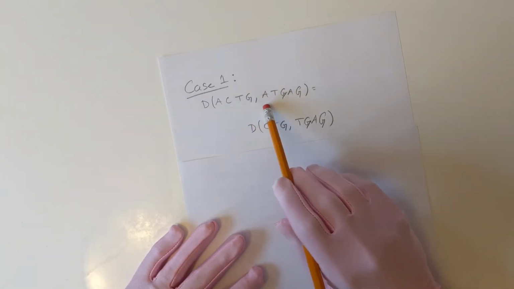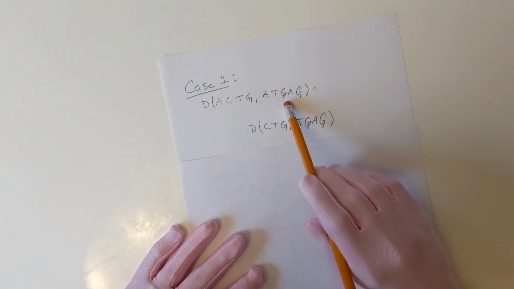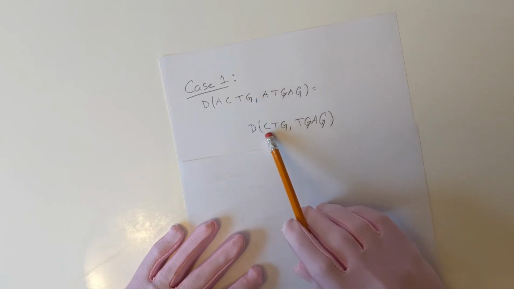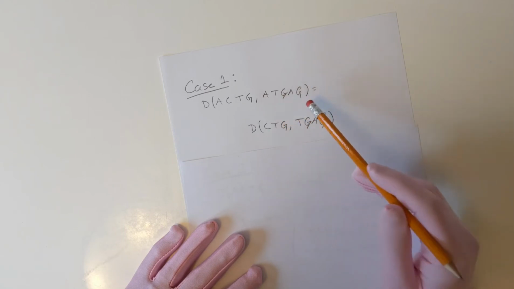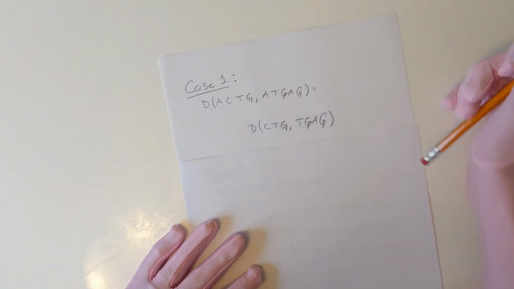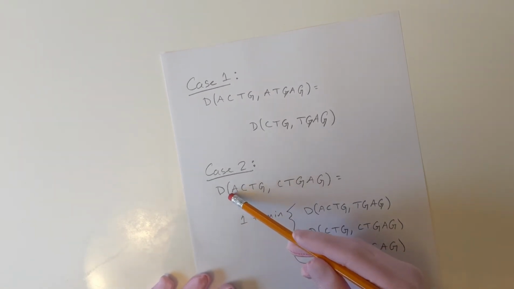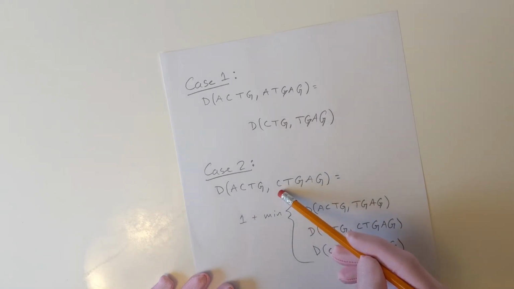If the first letter of the 2 sequences matches, then the distance between the sequences is the same as the distance between all but the first letter of the first sequence, like CTG in this example, and all but the first letter of the second sequence, so TGAG in this example. On the other hand, if the first letter of the first sequence is different from the first letter of the second sequence, then I've got to look at a few different options.